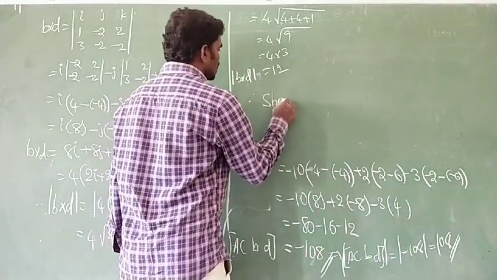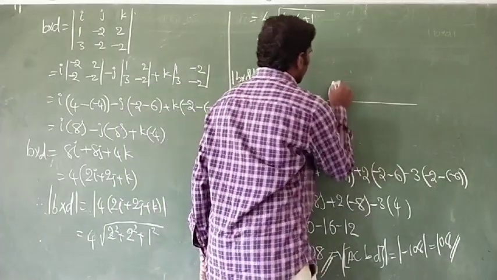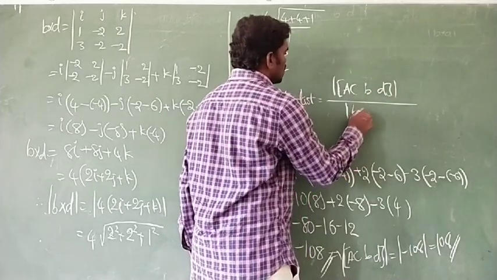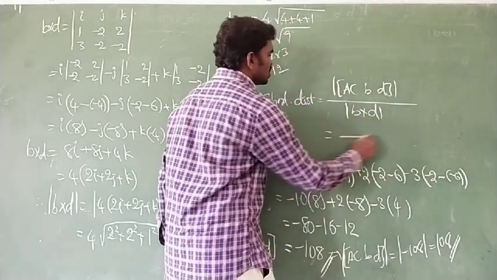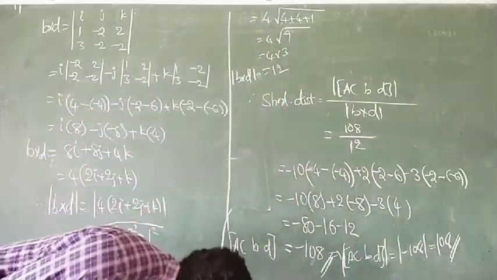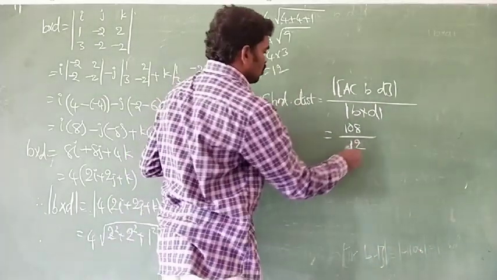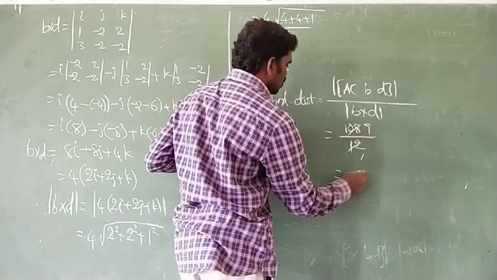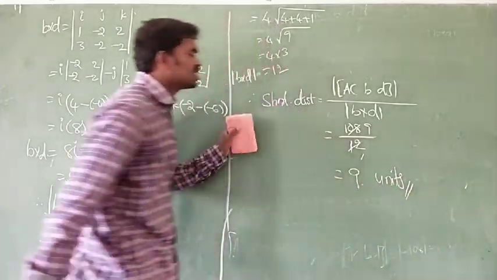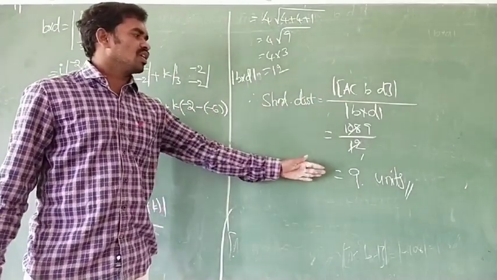Therefore shortest distance is equal to, what is the formula? Modulus box ACBD by modulus b cross d. So which is equal to 108 by 12. Yes, in the 12 table, it is cancelled. 12 1 12, 12 9 108, which is equal to 9 units. Distance, yeah. So that's why distance is positive. That's why it is taken modulus. So we got the answer as 9.